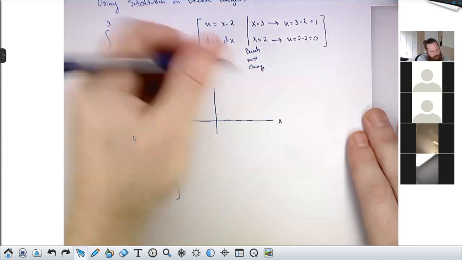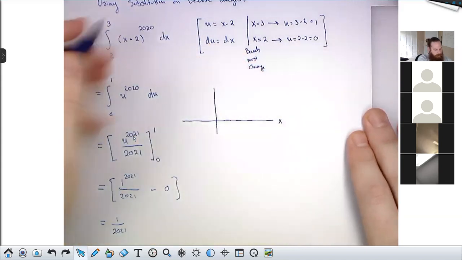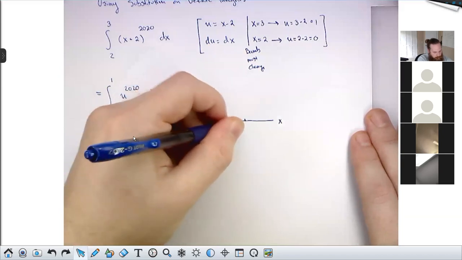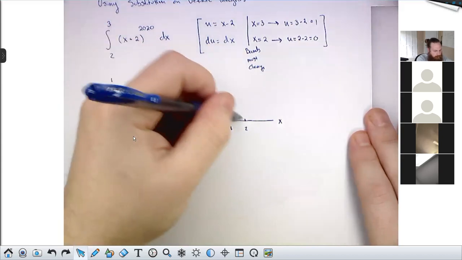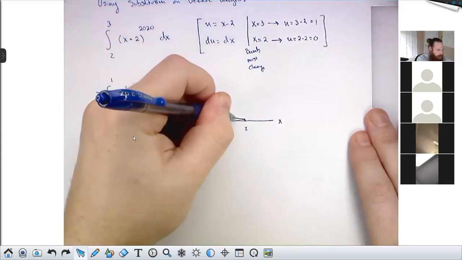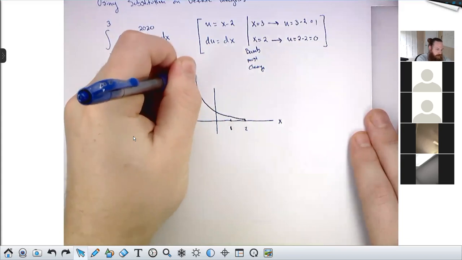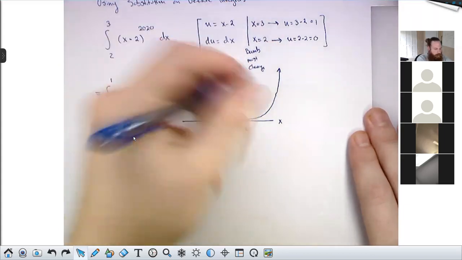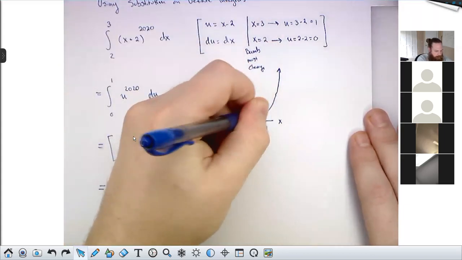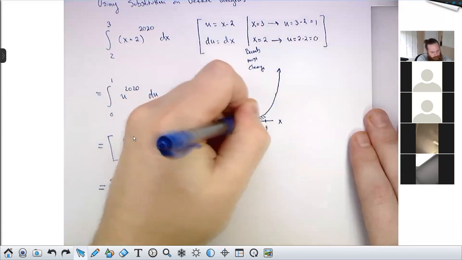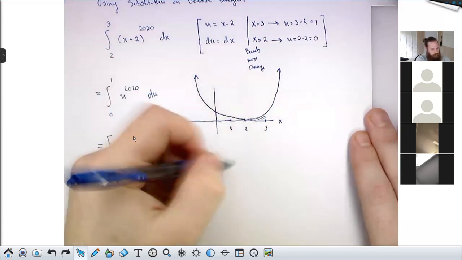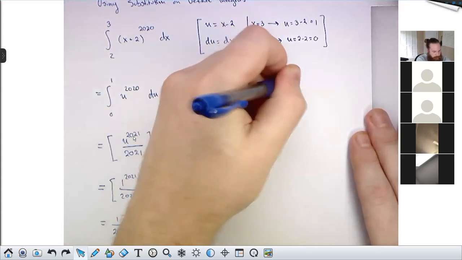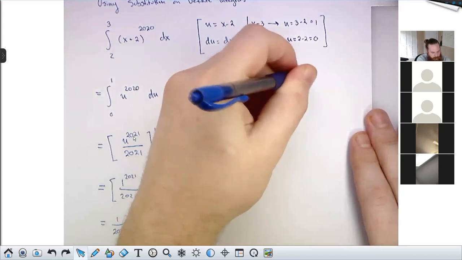Here's the x-axis. (x minus 2) to the 20 looks like this. You go right 1, 2 units, 1, 2 units. And it looks like a very flattened down version of x squared. And then it grows very quickly. So we're looking for the area from 2 to 3. This is the graph of (x minus 2) to the 20.